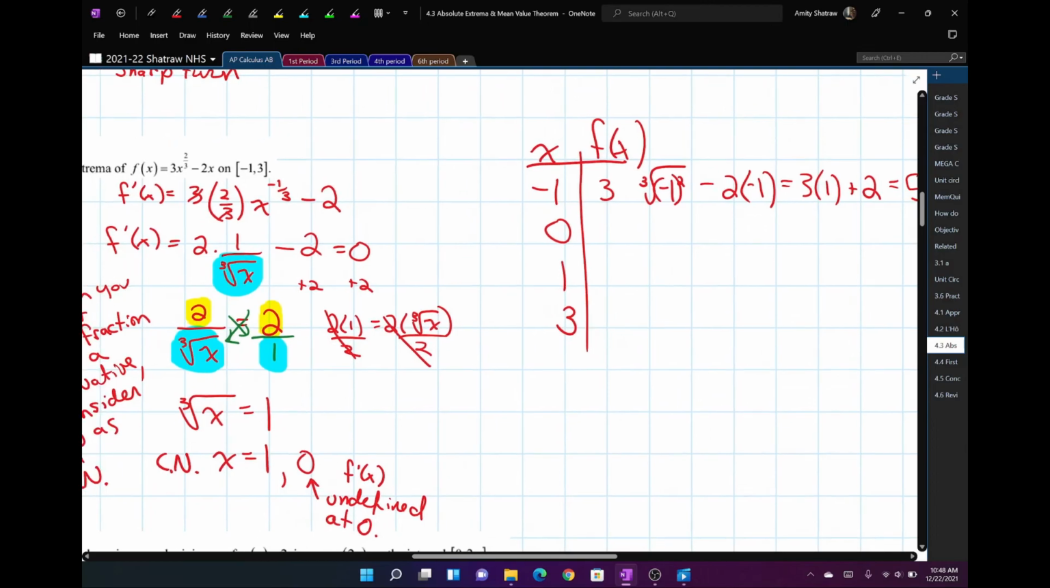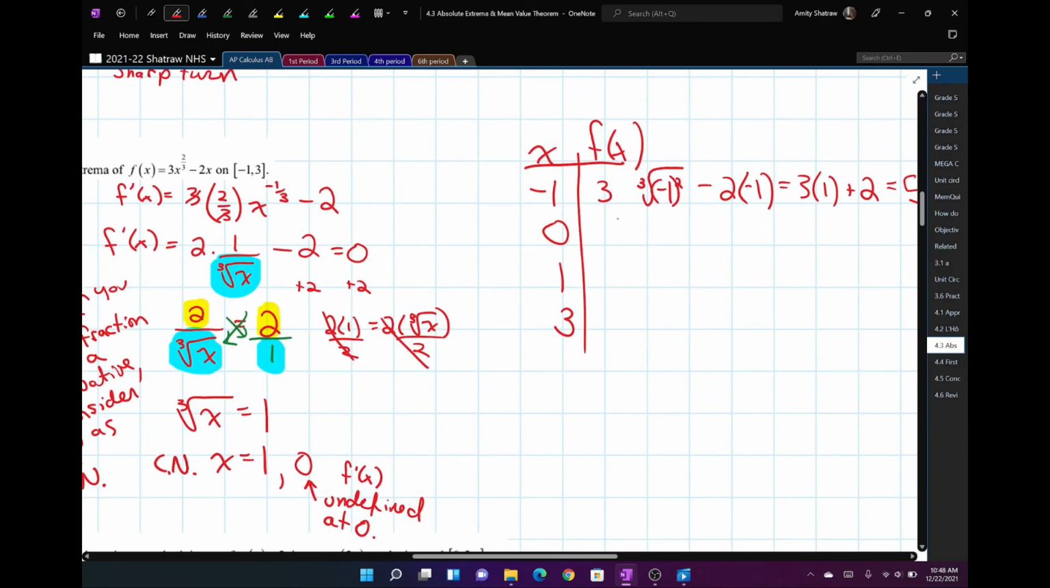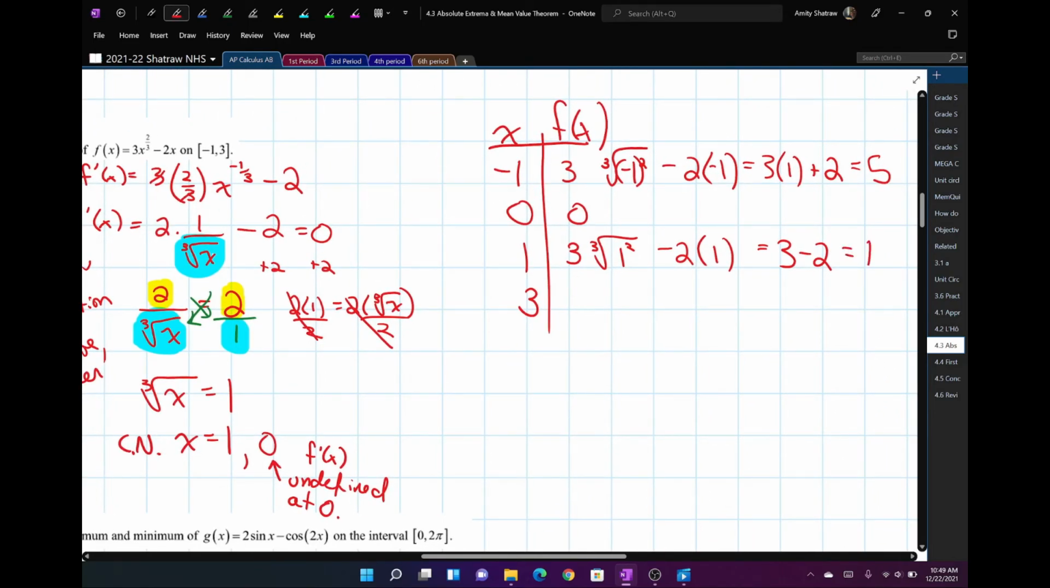Over here, at 0, obviously I get 0, and then when I plug in that 1, I have 3 times the cube root of 1 being squared, and then cube rooted, which is just going to be 3, because 3 times 1 is 3. And then I have a negative 2 times a positive 1 this time. So I'm going to take away 2 this time, so I'm going to end up with a height of 1. And then down here at 3, I say I have 3.